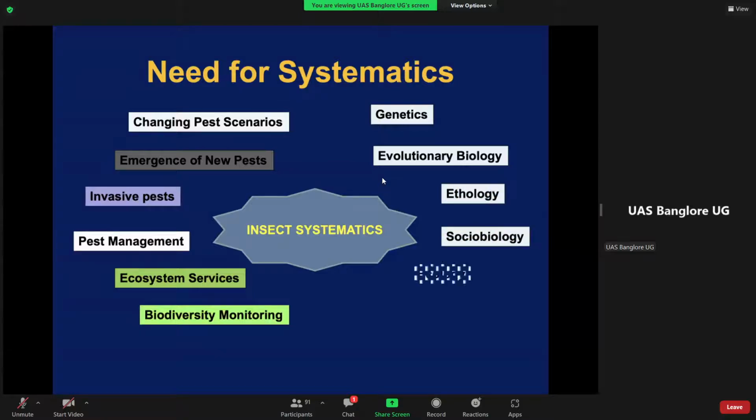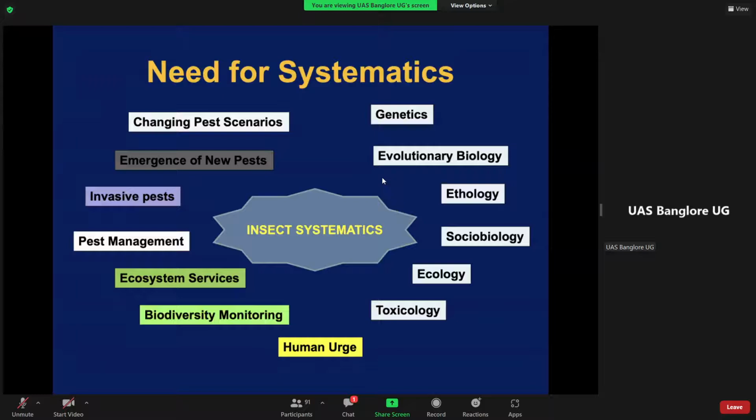Then ethology, sociobiology, ecology, and toxicology. Toxicology is again a branch of entomology, where you are going to kill the insects using insecticides. That is toxicology. So for all those things, there is a need for insect systematics. Clear? It is a very, very important branch of entomology. Taxonomy is a very, very important branch of entomology.